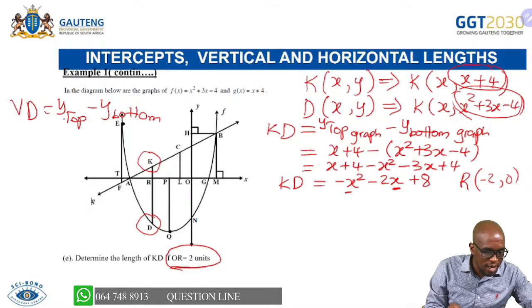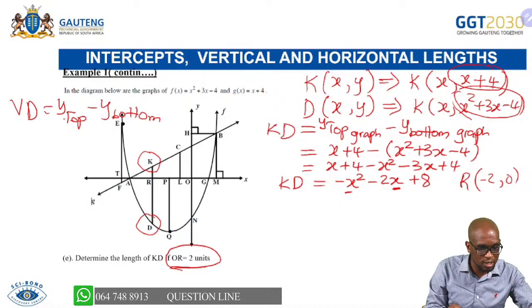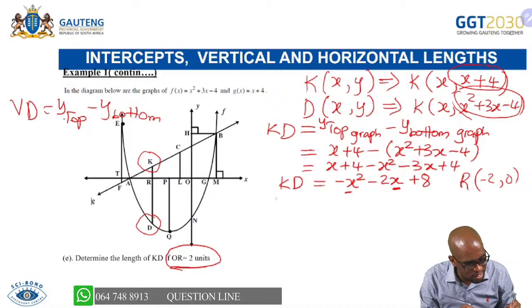If OR is 2 units, it means x at R is given by minus 2. And remember, x at R is the same as x at K and is the same as x at D, because x does not change along that line. It is only y that is changing. So we know that x is minus 2.